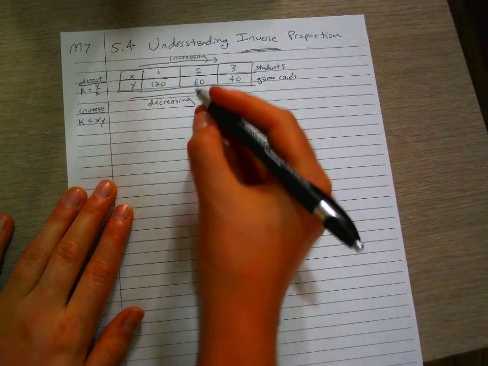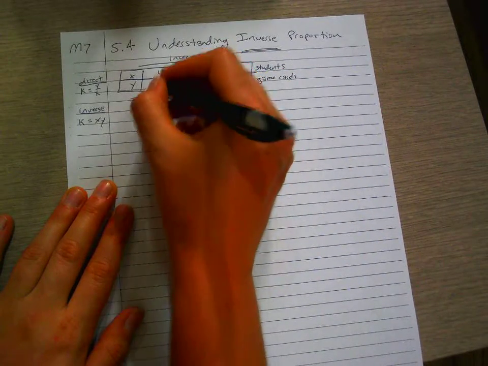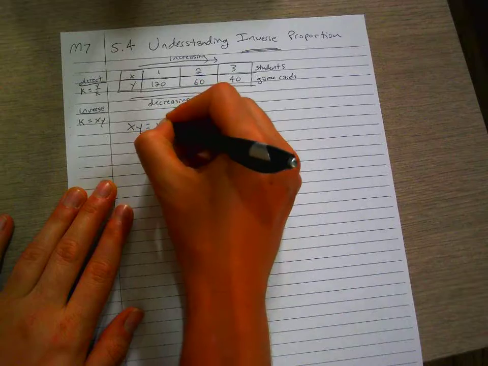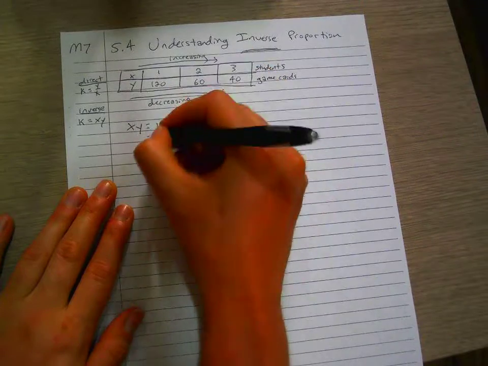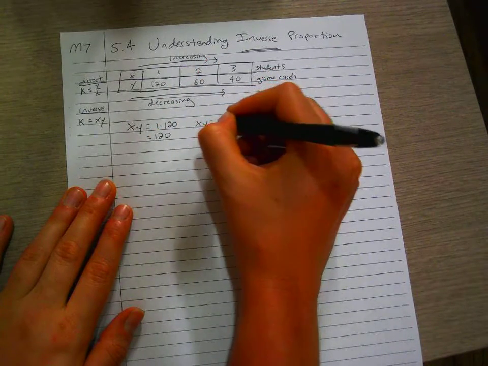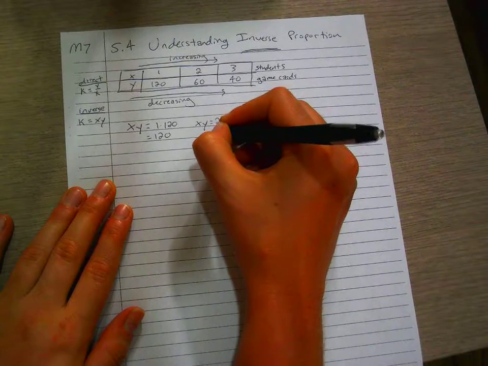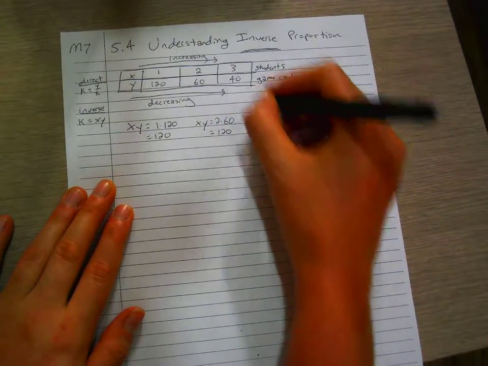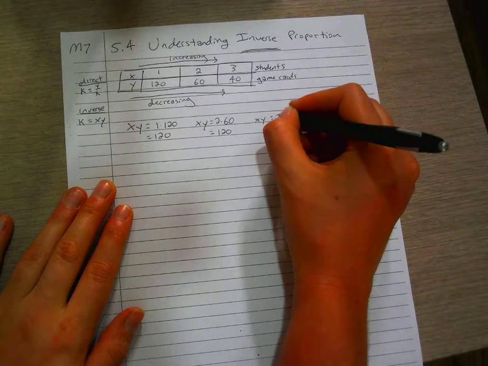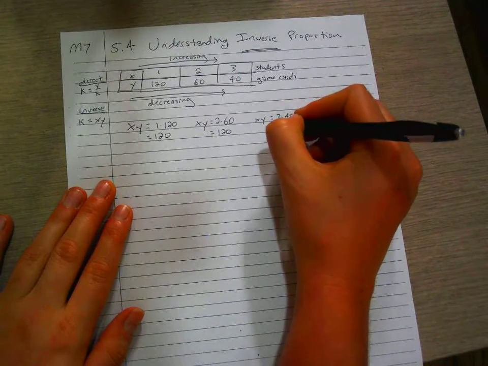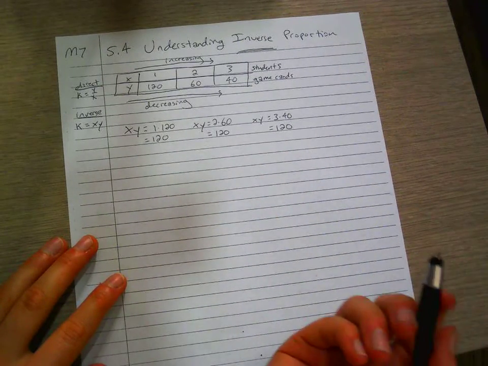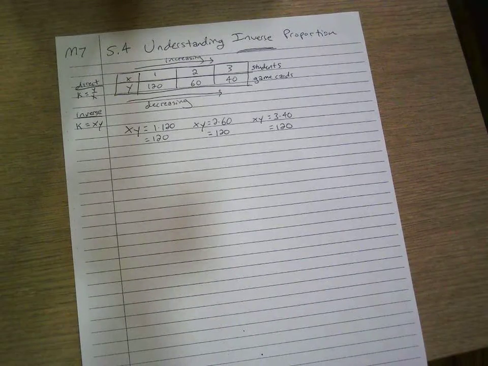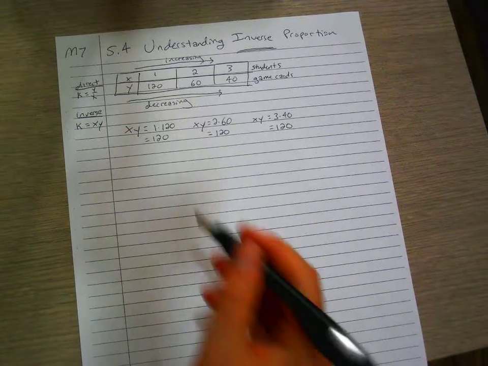So here, we could say that x times y equals 1 times 120, which equals 120. For this one, xy equals 2 times 60, which is equal to 120. Here, x times y equals 3 times 40. Put together, that equals 120. So we know our total number of cards is 120, because for each of these, the proportionality constant is 120. And it is the product. So for any two quantities that are inversely proportional, the products will be the same.